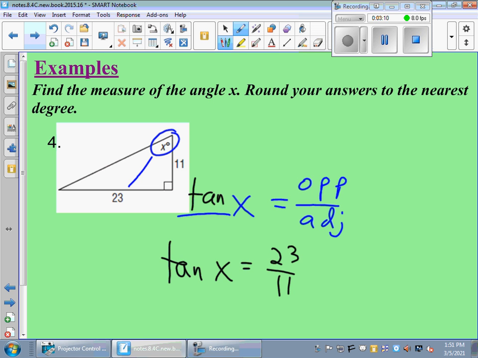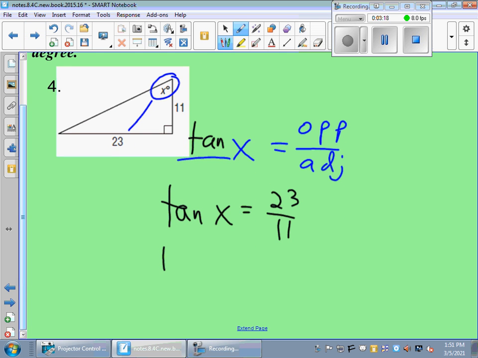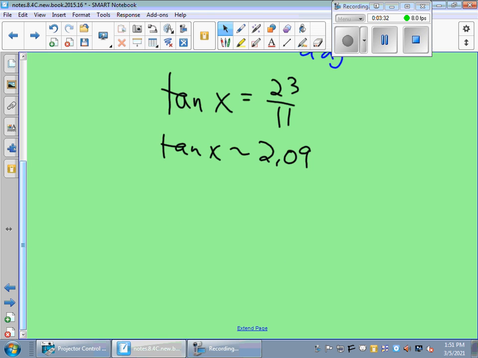So now how do you solve this? You go 23 divided by 11, you get a decimal. So tangent of x is about 2.09. And actually what I'm going to do with that, folks, is leave that in my calculator and then think about it here. What do we actually want to do with this? We want to take the inverse of tangent. So to get x by itself, tangent to the -1.